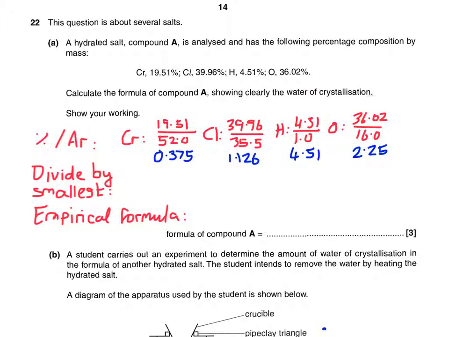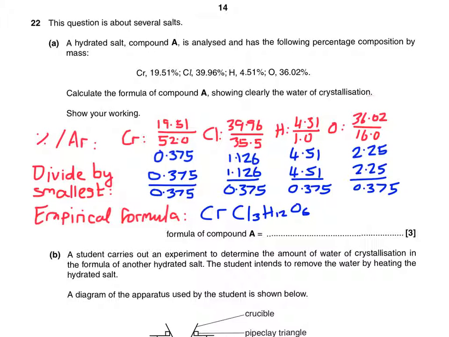So by dividing the percentage by the relative atomic mass, we get the numbers in blue. So clearly the smallest number is 0.375. So that's the empirical formula we end up with, but we need to put in .xH2O somehow. So the final mark comes from showing clearly the water of crystallization as .6H2O.